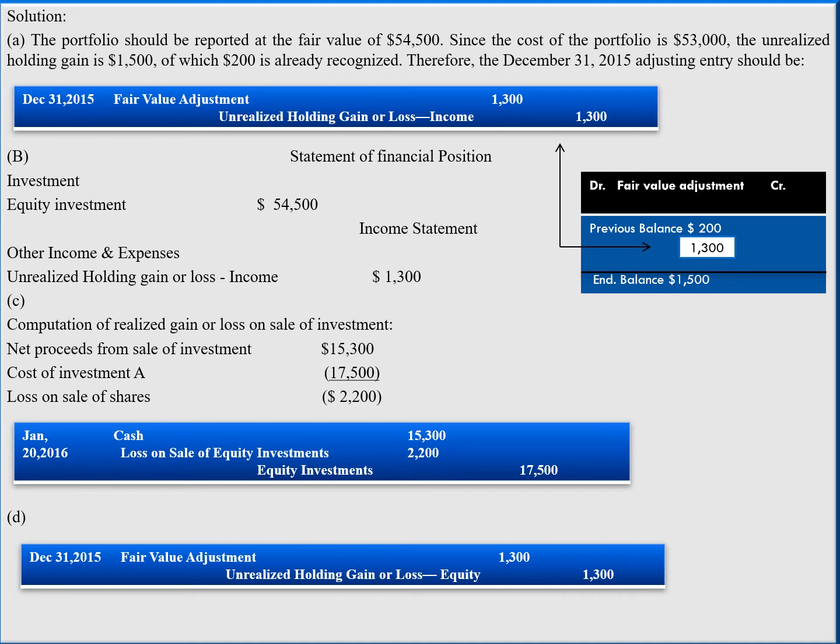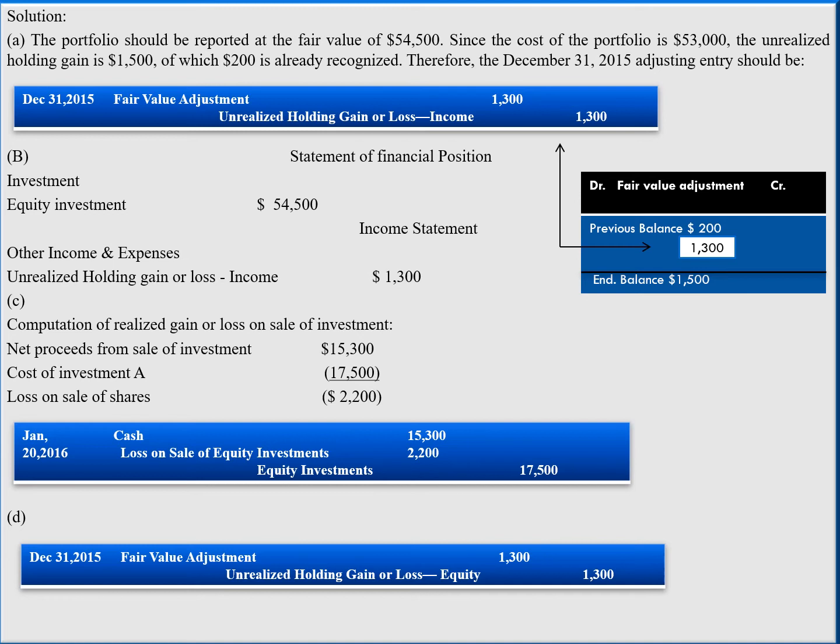Let's record the sale of the investment. I have already sold equity investment A. In this case, what will happen? Cash received will increase on the debit side. How much did I receive? $15,300. Equity investment will decrease on the credit side using the cost of $17,500. The difference between selling price and the cost represents loss on sale of equity investment, recorded on the debit side: $2,200.